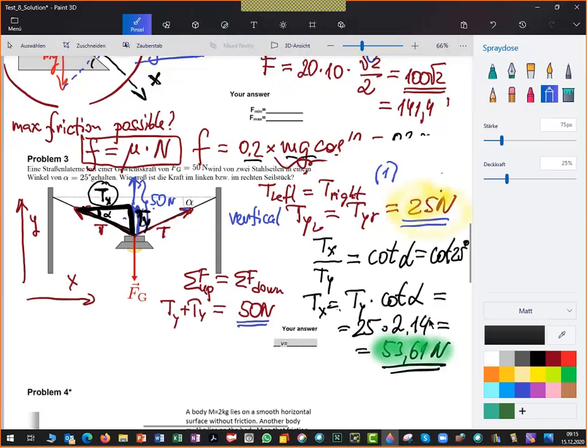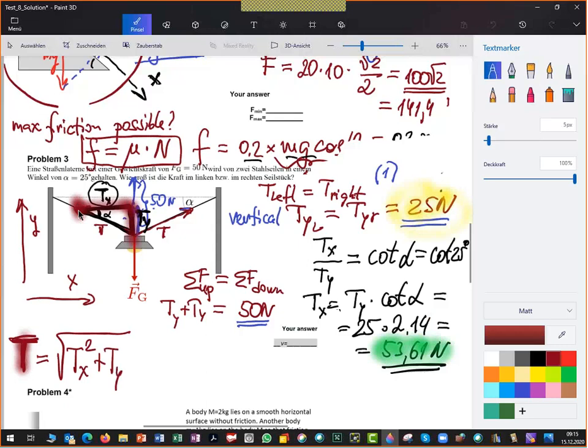I think the remaining step is quite simple and clear, because in the triangle we know two sides. We know this side and we know this side. And the aim is to find the hypotenuse, which is clearly T, equal to the square root of Tx squared plus Ty squared. So, Pythagorean theorem, right? So let's find it.